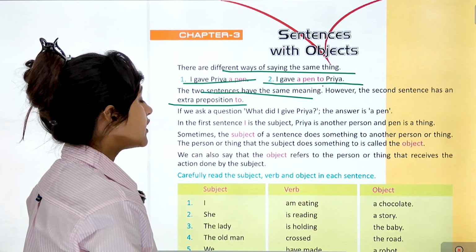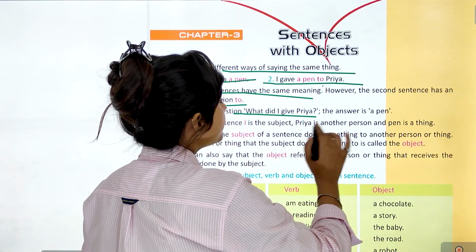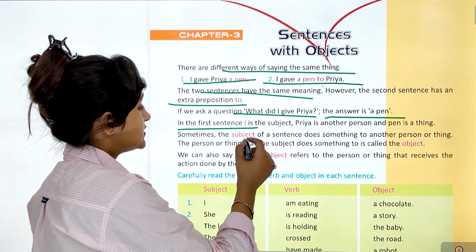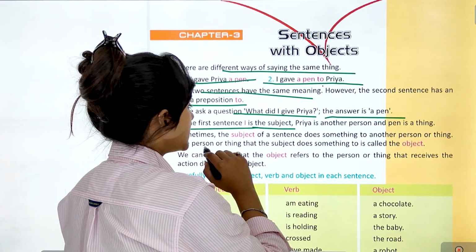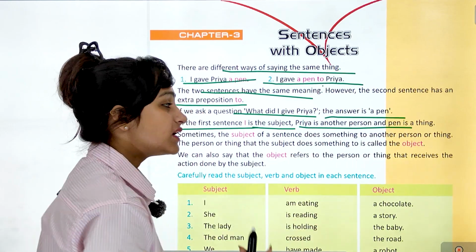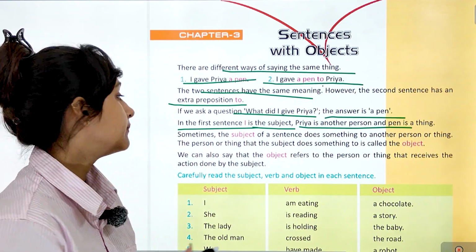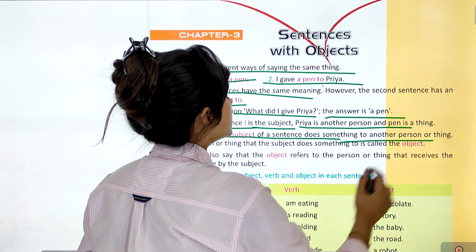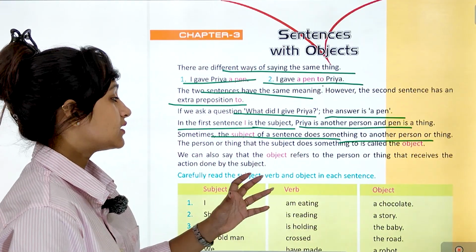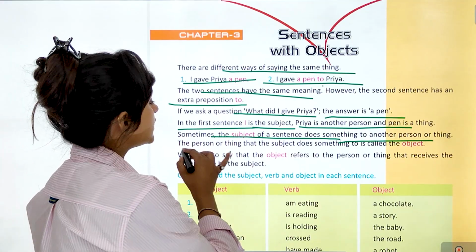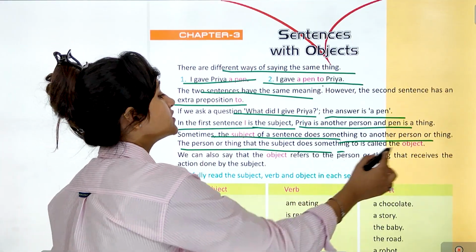So if we ask a question, what did I give Priya? The answer is a pen. So in sentence 1, I is the subject. Priya क्या है आपका? Another person है. Pen क्या है आपका? Thing है. So sometimes the subject of a sentence does something to another person or thing. The person or thing that the subject does something to is called the object.